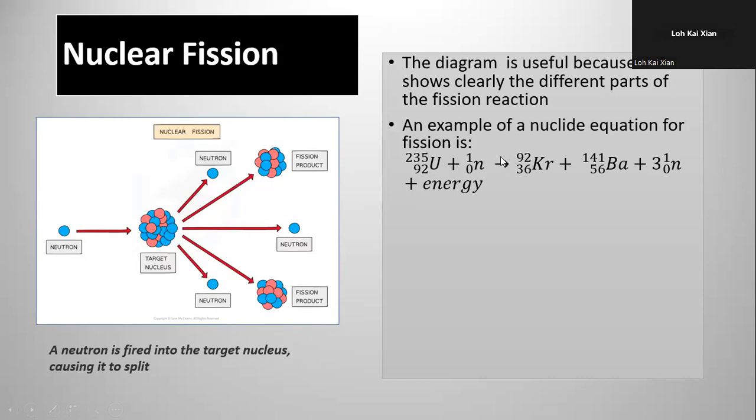Then this is the fission product. One of them is beryllium. And then you get 3 neutrons. So that is your nuclide notation equation.